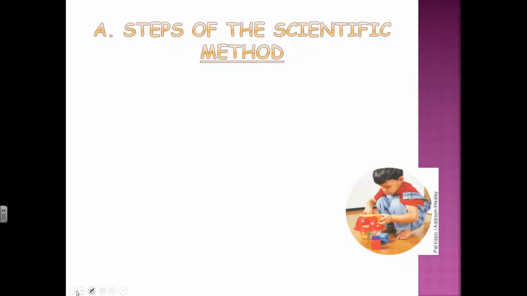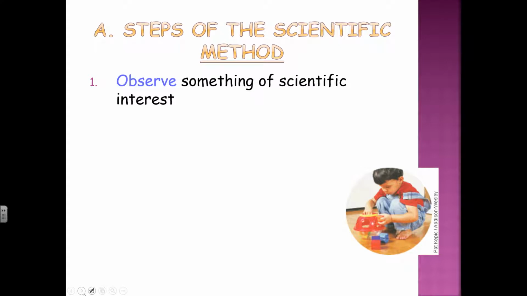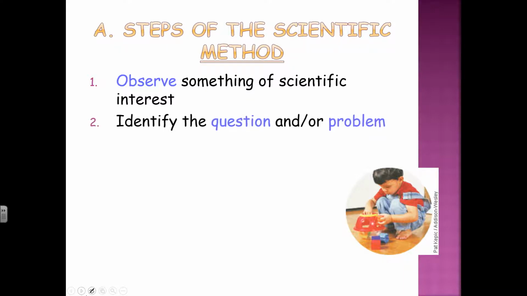Now, the steps of the scientific method, first of all, you have to make an observation. So the first key word is to observe something of scientific interest. Observe, step one. It's very important for a scientist to be very tuned in to any observations, quantitative and qualitative. Step two, identify the question and or the problem. So identify what it is that you're trying to solve, what it is that you're puzzled about.